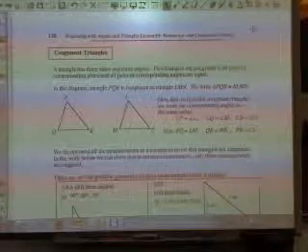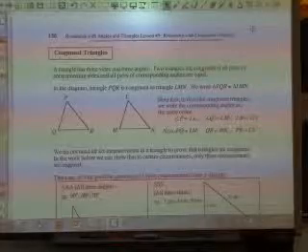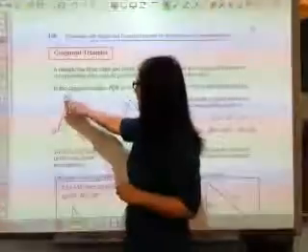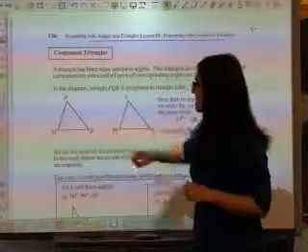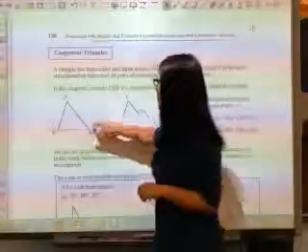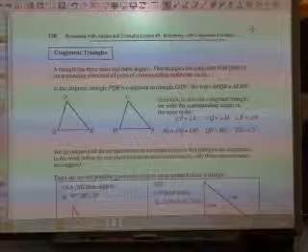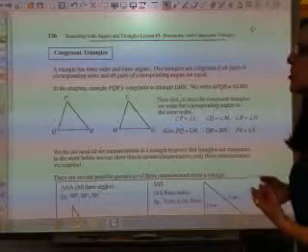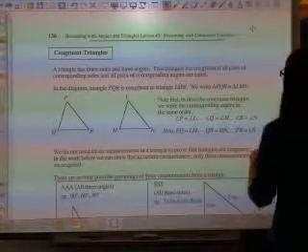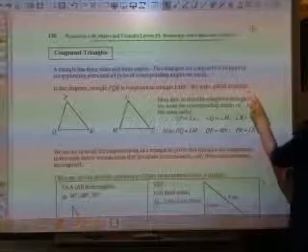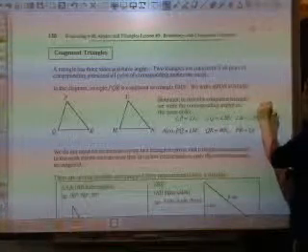The second condition with congruent triangles is the corresponding sides are equal to each other. So the length of PQ is the same as the length of LM, PR is the same as LN, and QR is the same as MN. And when that happens, we can say that the 2 triangles are congruent to each other. The symbol for congruency is an equal sign with a little squiggle above it. That means that they're congruent.